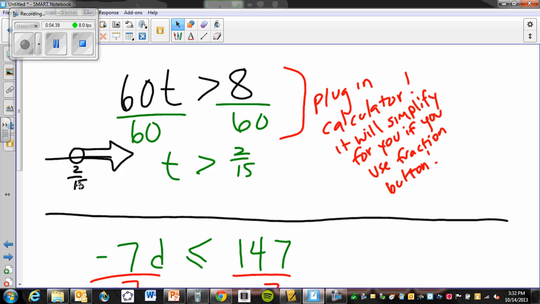2 over 15 is our starting point. It's not equal to, so we have an open circle. This inequality arrow is pointing that way. That's the way my direction is going to go.